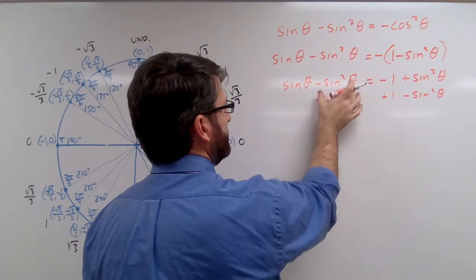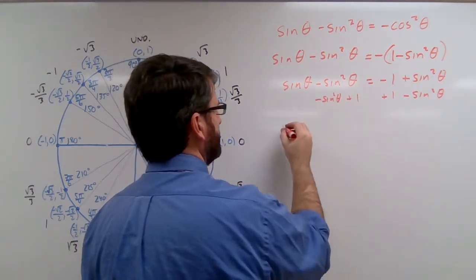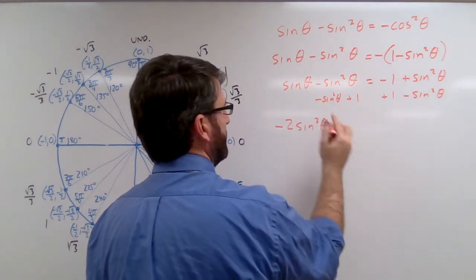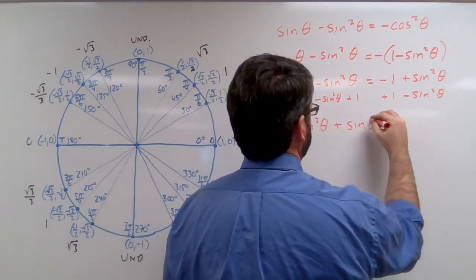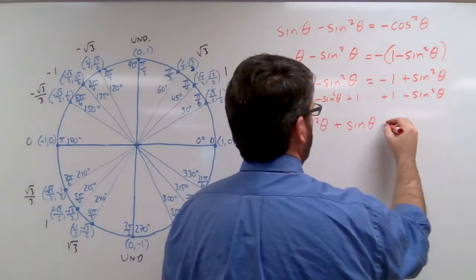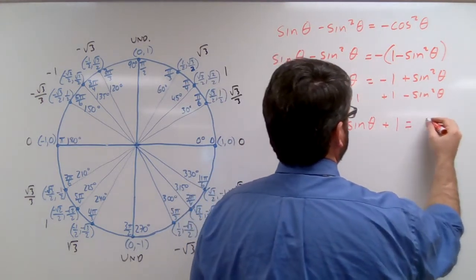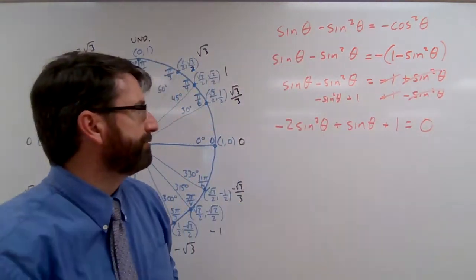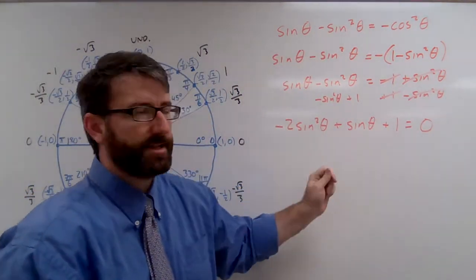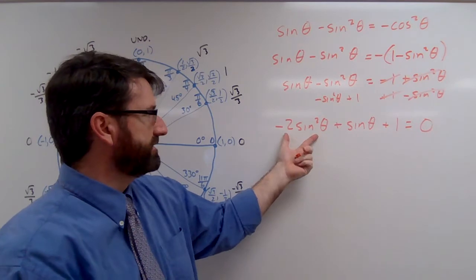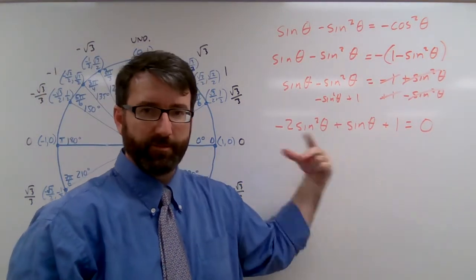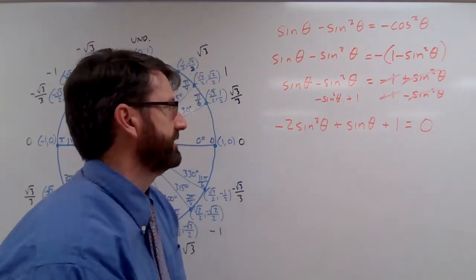So here, negative sine squared minus sine squared is negative 2 sine squared theta. And then we've got this plus sine theta, and then plus 1 is equal to 0, because all of these will add to 0. And I wrote it like that so that we've got the squared term first, and then the regular sine term, and then the constant, so that we can factor this more easily.